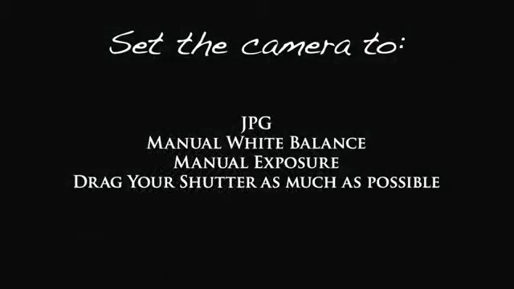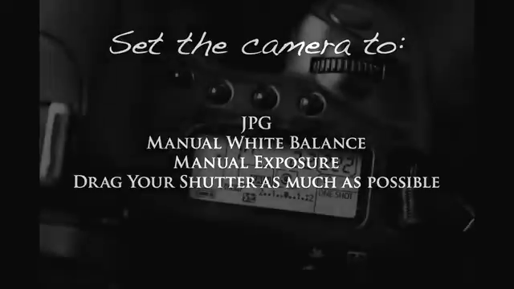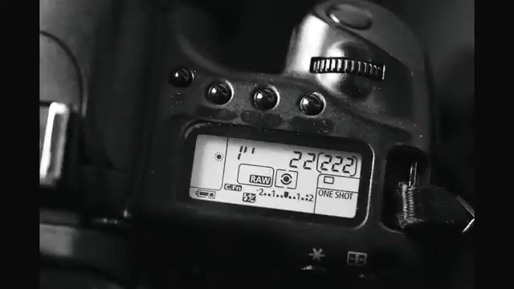Next, set your camera to record JPEG. Set the white balance to a manual setting, not auto, since auto white balance can fluctuate. It will appear as a flicker when you play it back at 15 frames a second. Next, manually set your exposure and your focus, and then lock it down. Do not change it.